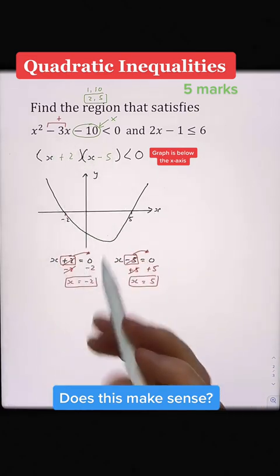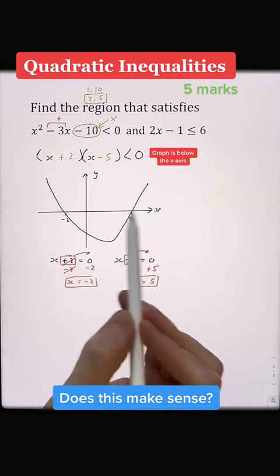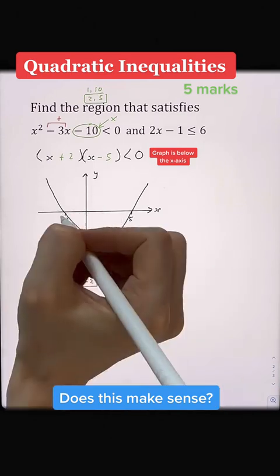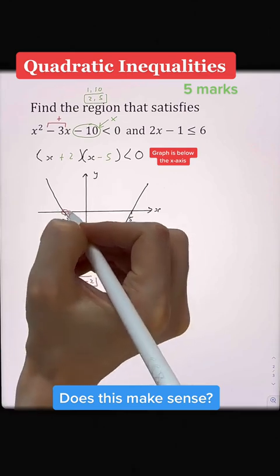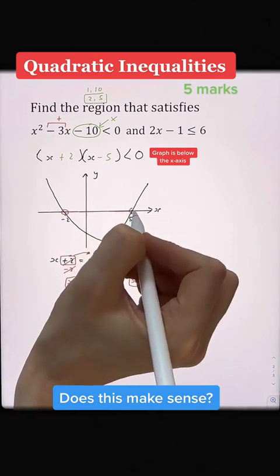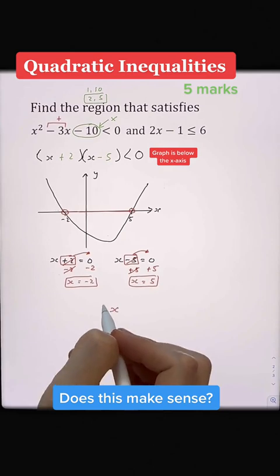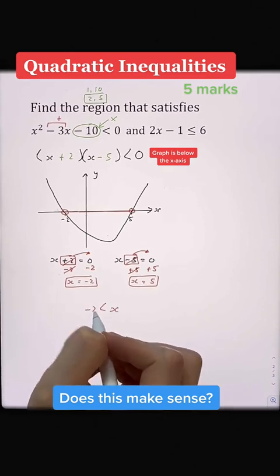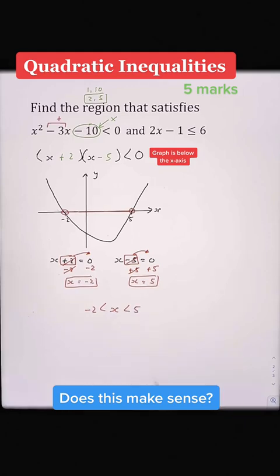Therefore, to satisfy my quadratic inequality, it's below the x-axis for all this region underneath here, which corresponds to my values of x between negative 2 and positive 5. Therefore, so far, my solution is x is greater than negative 2 and less than positive 5.